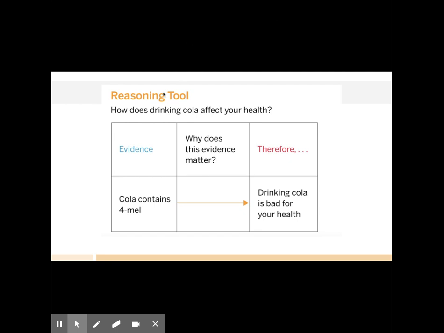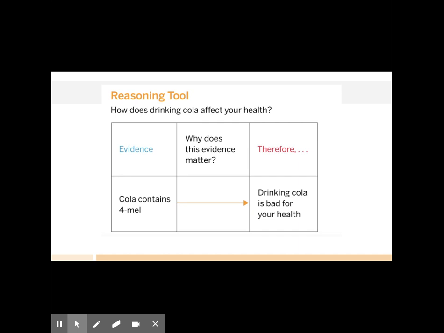So I have my question at the top, how does drinking cola affect your health? I found my evidence, and I know this evidence leads me to believe that drinking cola is bad for your health, which is my claim. Once I have my evidence and claim, now I need to explain this evidence and why it matters. And so right in here, we would write what's called our reasoning. And that's what you're actually going to do in your next step.